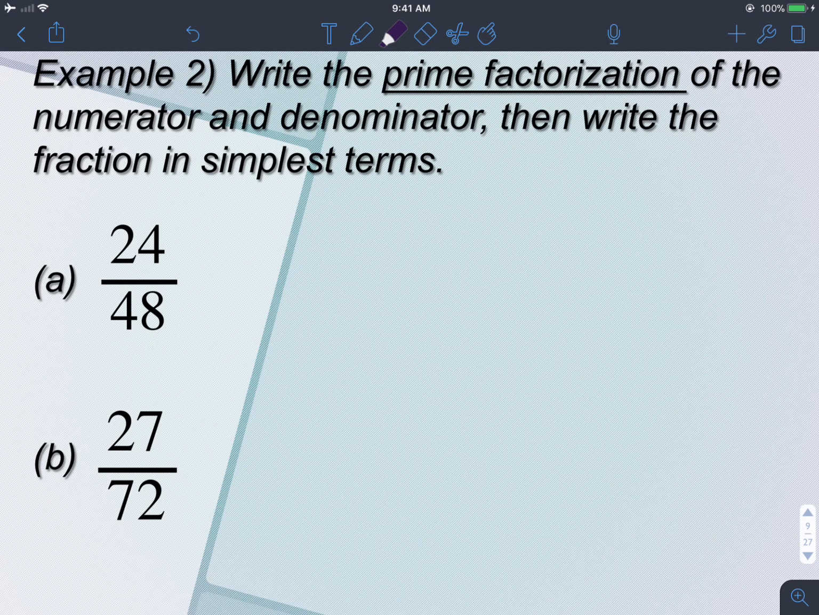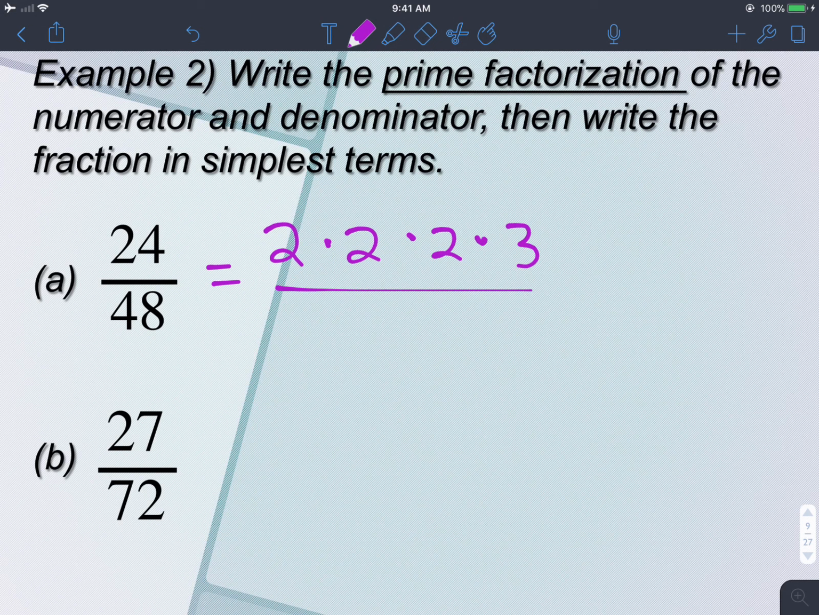It says write the prime factorization of the numerator and denominator. Then write the fraction in simplest terms. Okay, so I will do this. If you do your factor tree and things like that, you'll realize that you can write 24 as 2 times 2 times 2 times 3. 48 will end up breaking down to 2 times 2 times 2 times 2 times 3.